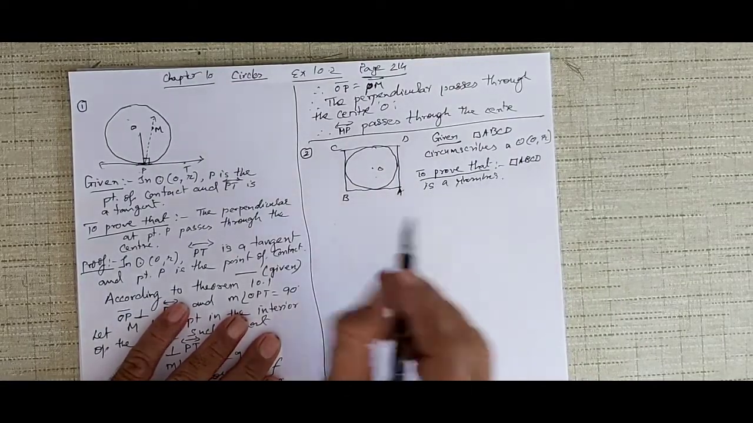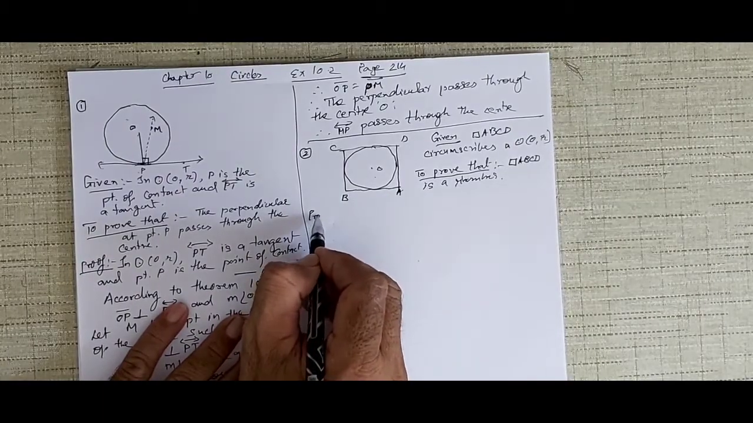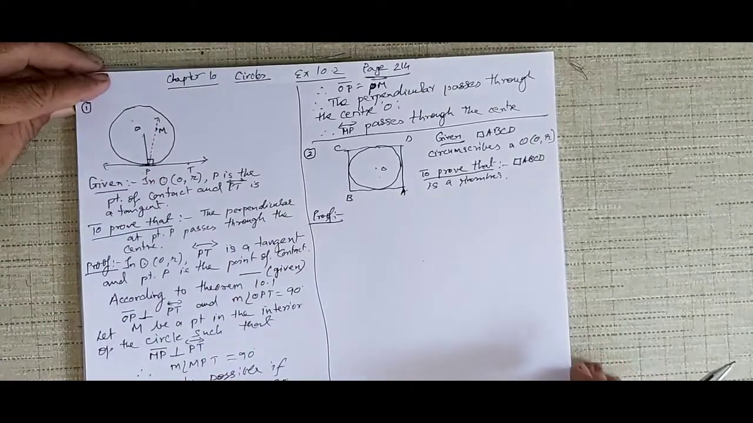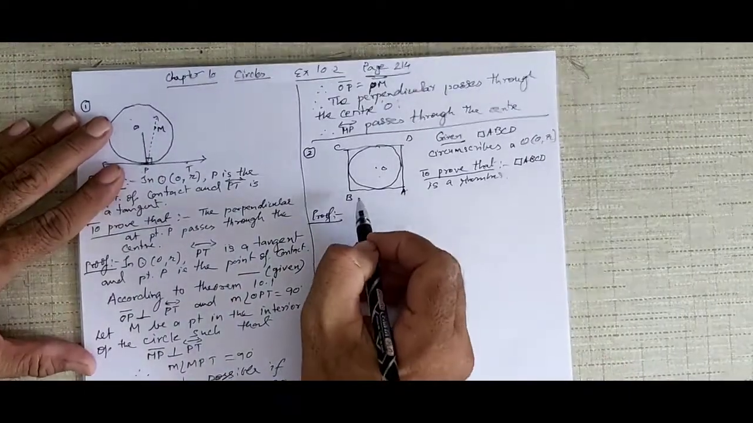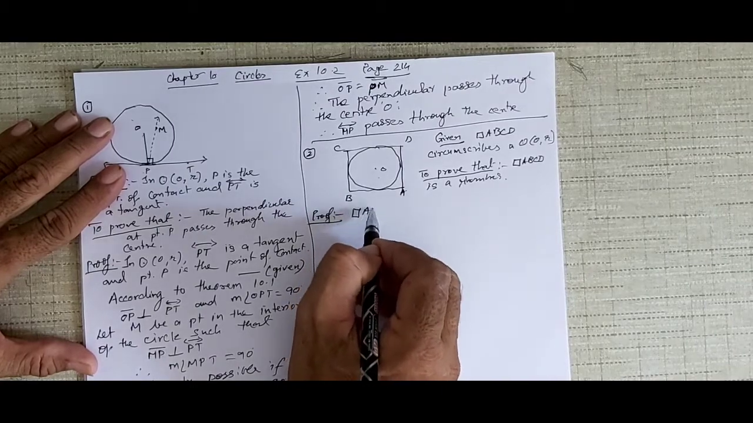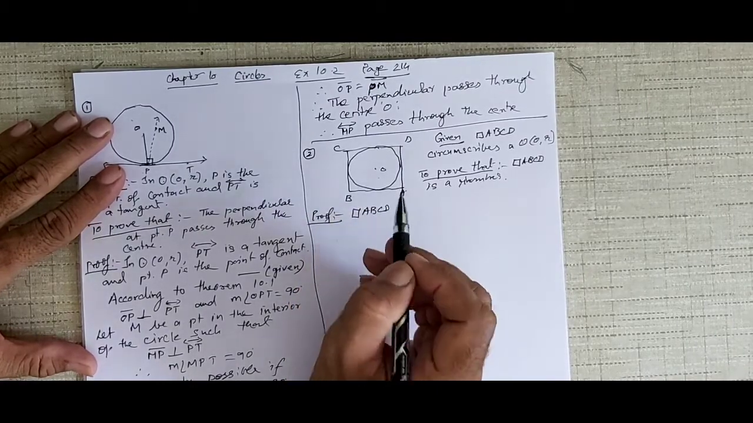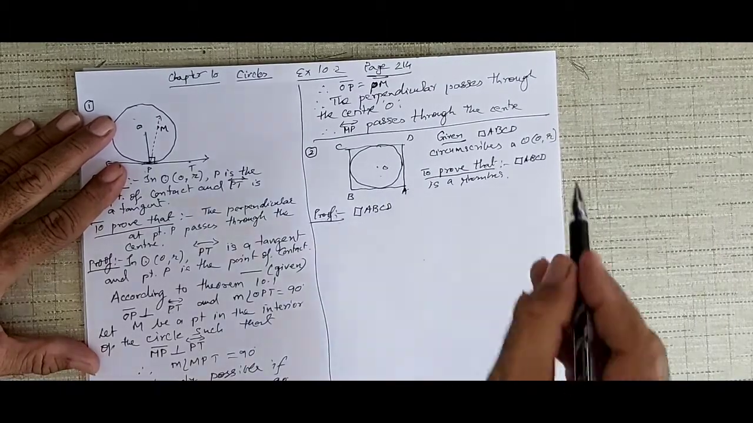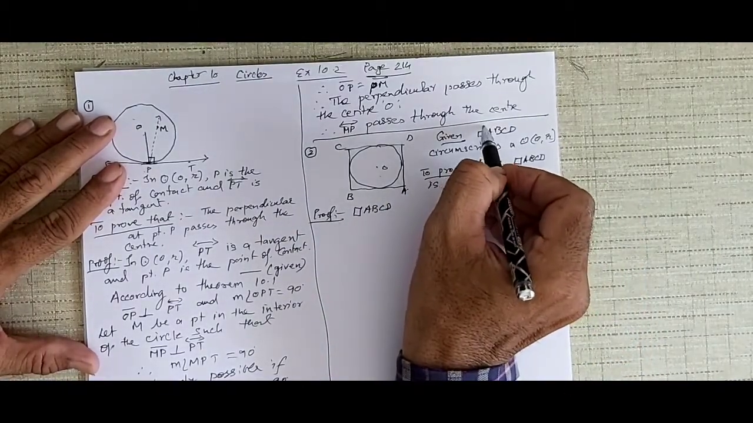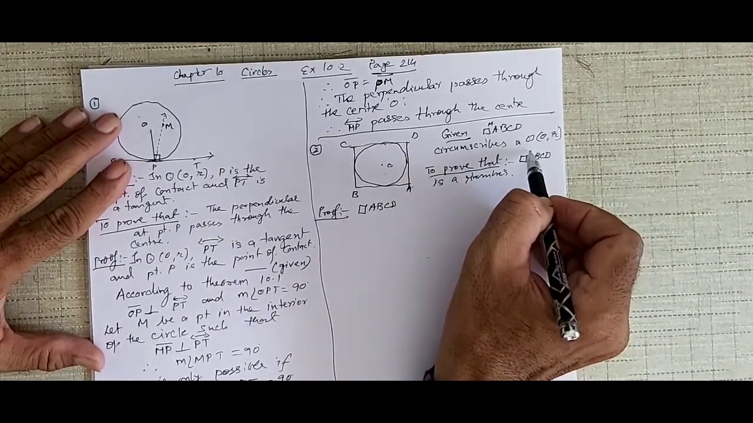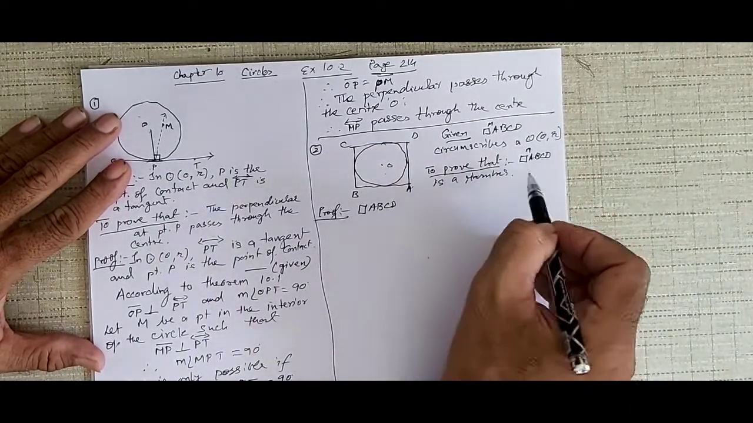Prove that it is a rhombus. Alright, we start with the proof. What are we given? We are given that quadrilateral ABCD circumscribes... in this case, here it should be parallelogram ABCD. Parallelogram ABCD circumscribes. Okay, to prove that parallelogram ABCD is a rhombus.